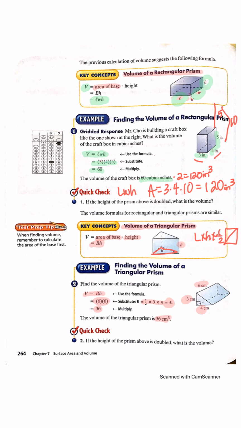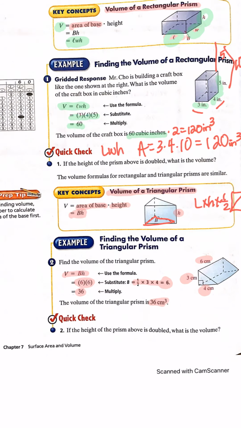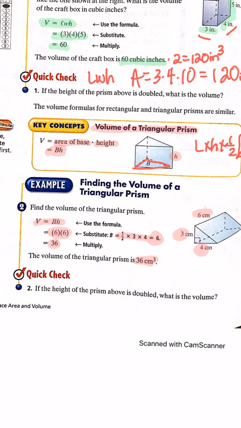So your turn. If the height of the prism above is doubled, what is the volume? See if you can figure that out. Press pause and then come back to me. Okay, so much like the one above, we can look and see. We know that the base area was the 4 times 3. That's going to stay the same. 4 times 3 is 12. Divided by 2 is 6.